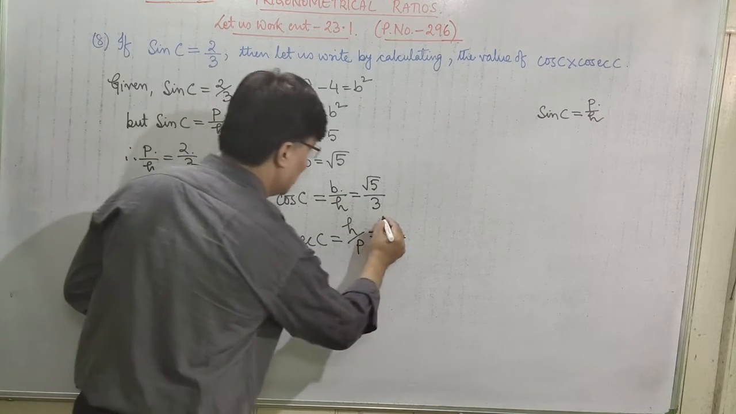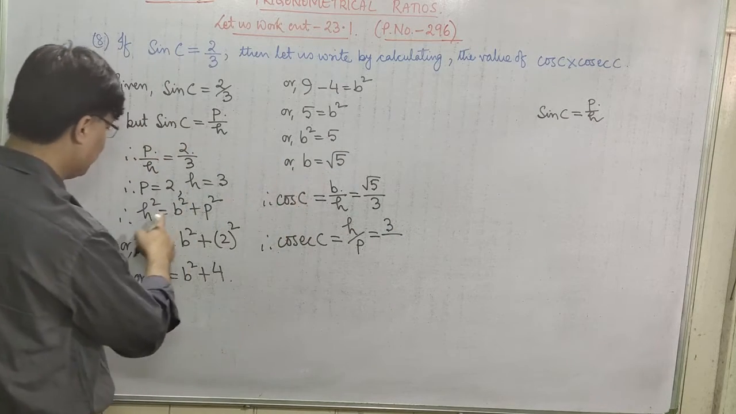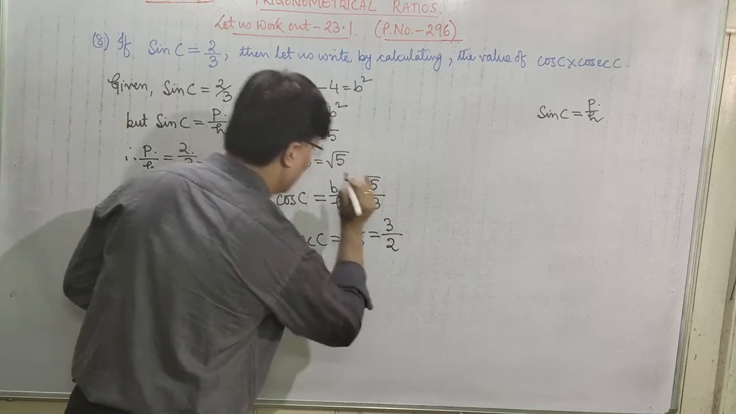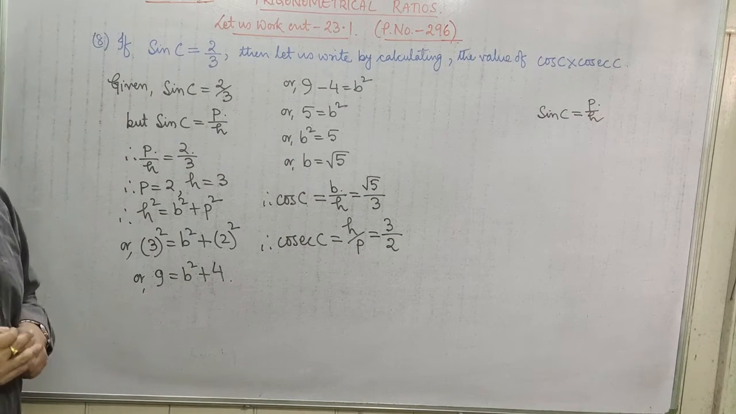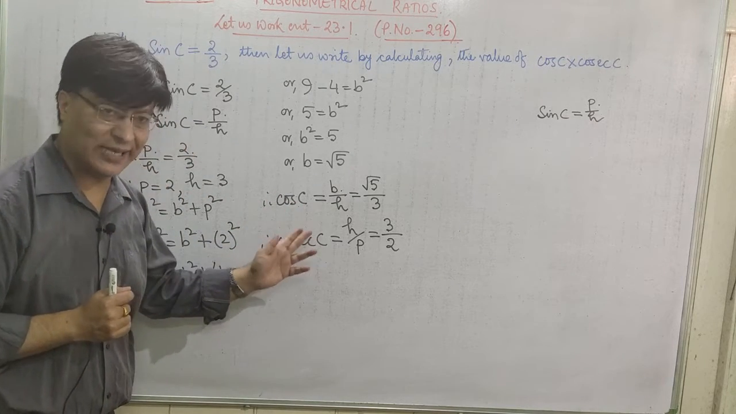What is the value for H out here? H is equal to 3. And what is P here? P is equal to 2. So we have got both the values of cos C as well as cosec C.